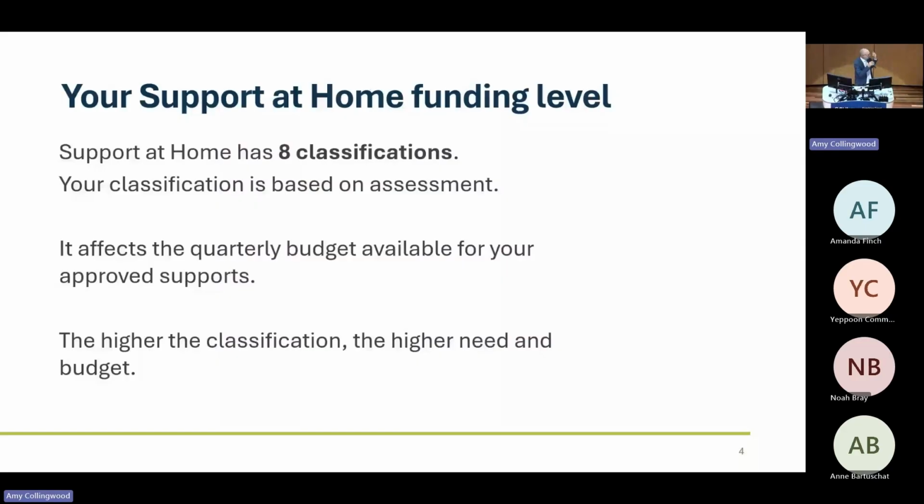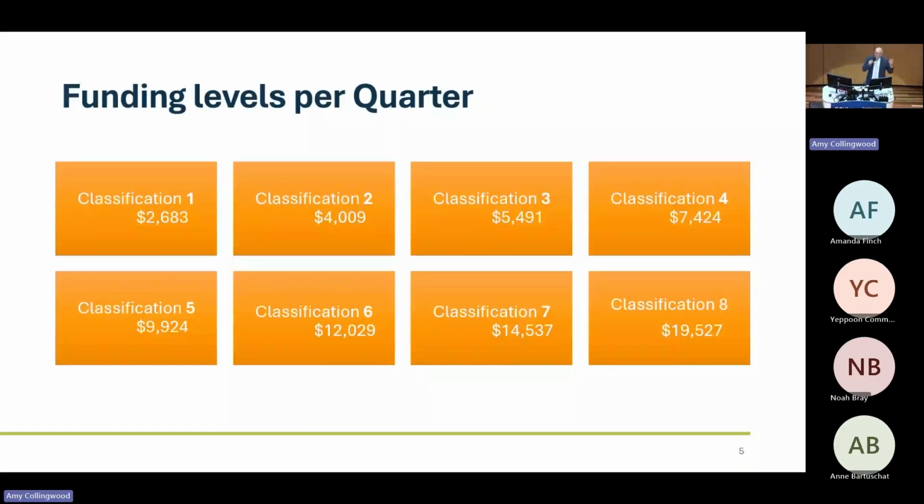Let me move forward. Lucy's covered funding levels. You might go, gosh, there are so many levels there. There used to be 4, and you go, why have 8? Eight is good, because with 8, there's more nuance. You can better get your needs met. So 8 for us is a good move forward. That was a good change.